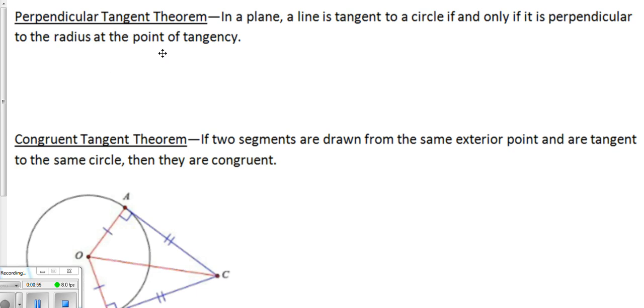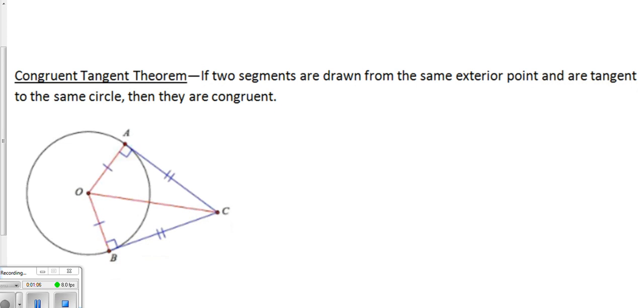All right, we have two different theorems we're going to look at. In a plane, a line is tangent to a circle if and only if it is perpendicular to the radius at the point of tangency. So what that means is this line, if I'm going to start here at C to A, we would only call this a tangent line going all the way across here if this radius that it makes here is a right angle. So if I told you this here is a tangent line, you know for sure that this is a right angle. If I told you this is a right angle, you know for sure this is what's called a tangent line. So it goes both ways.